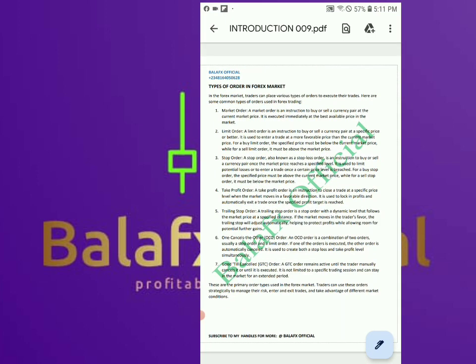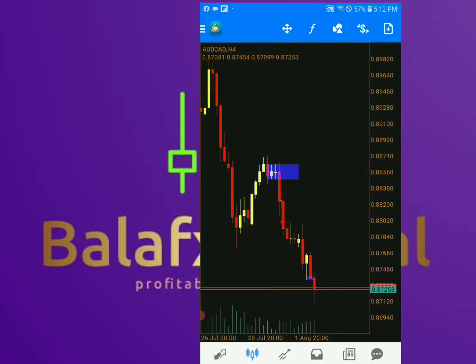Good till cancelled. This order remains active until the trader manually cancels it, or until it is executed. It is not limited to a specific trading session. So what this means is that good till cancelled, the trade will be there till you cancel it by yourself manually. So you don't need anybody's interference, and either you're in profit or in loss, you are going to set it by yourself.